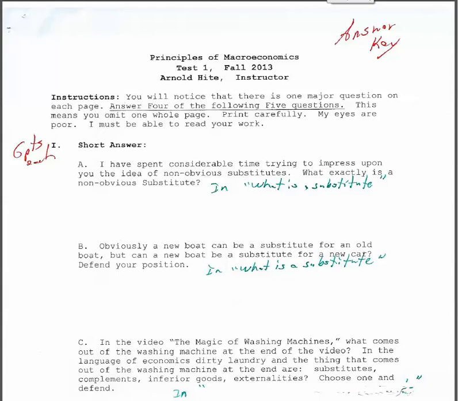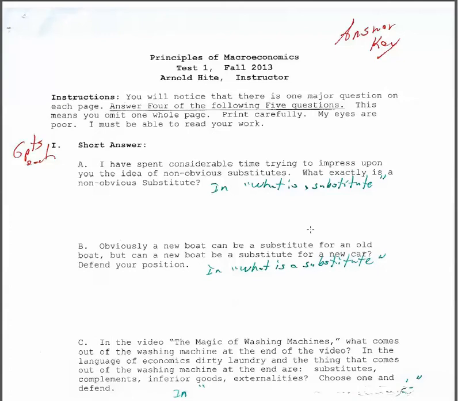Class. This is a review of Test 1, Fall 2013, Principles of Macroeconomics. You'll also find a PDF file of this answer key posted to Blackboard. Okay, so I'm just going to briefly go over these answers so you get an idea of where they came from. So on the first question, there were a series of short answers.